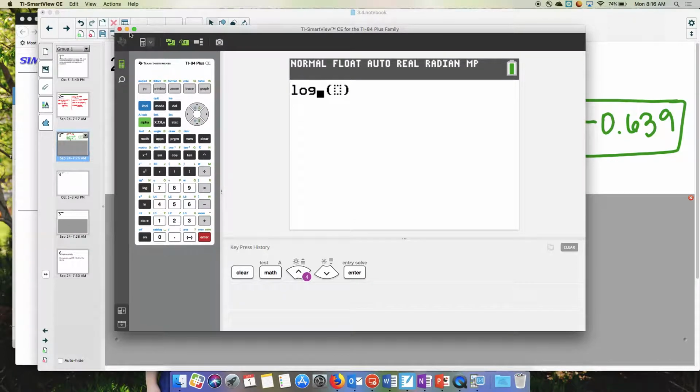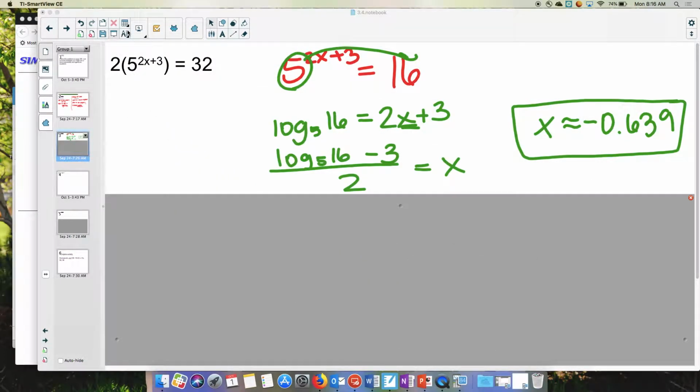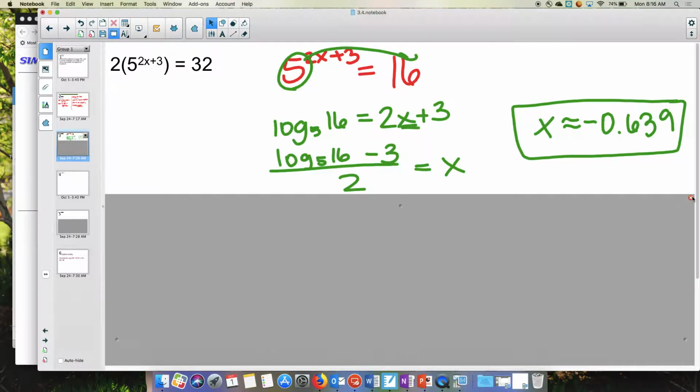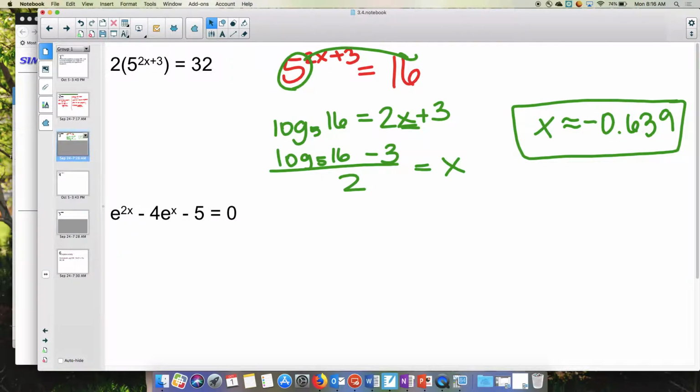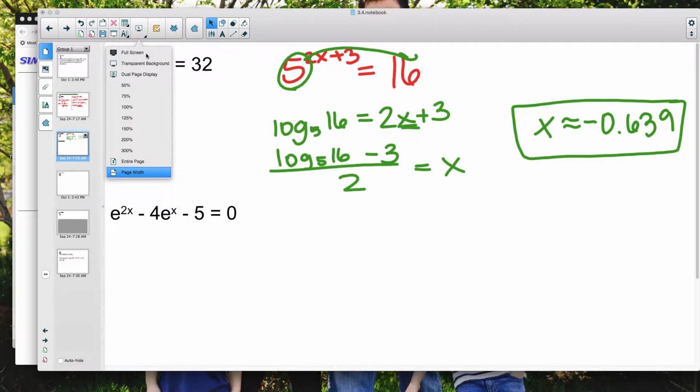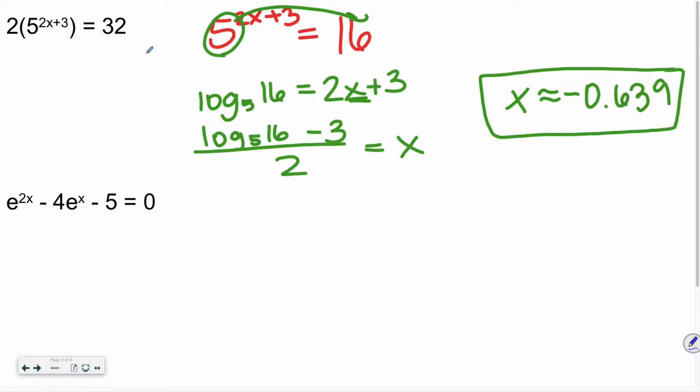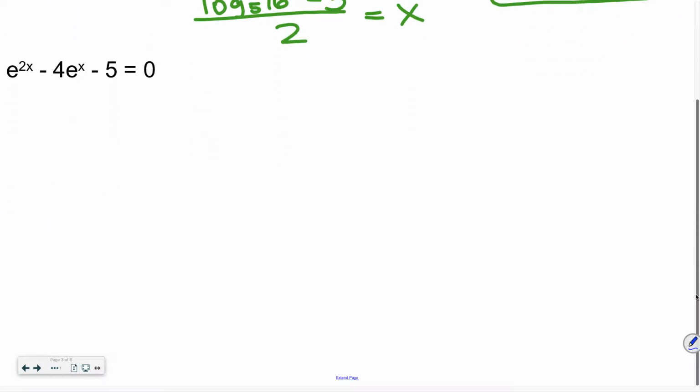All right. Cool. Keep going here. Max, you were right. Please write down this next question. e to the 2x minus 4e to the x minus 5 equals 0.